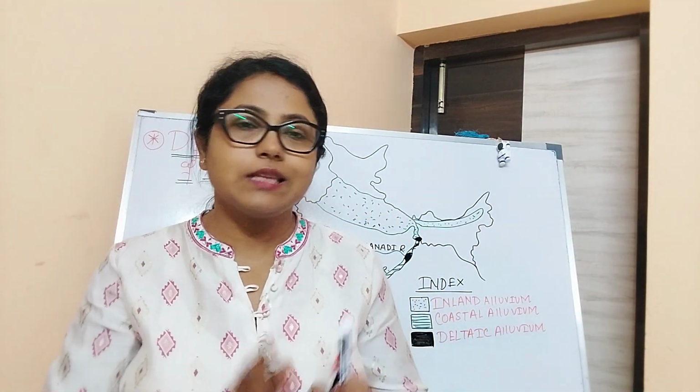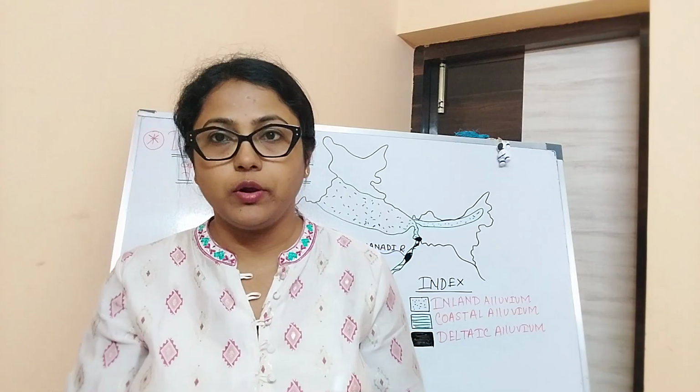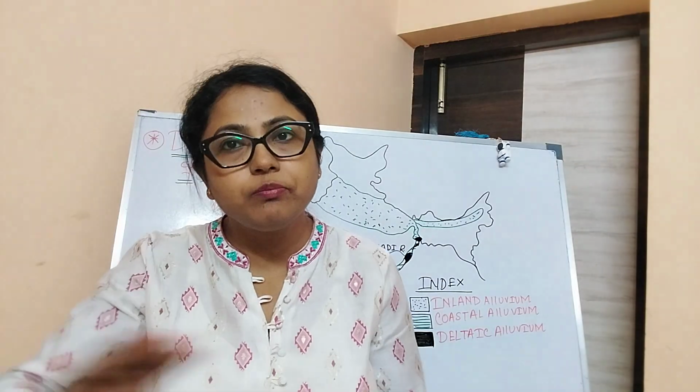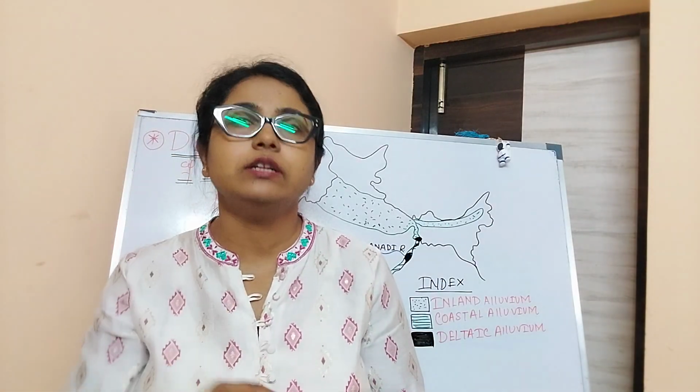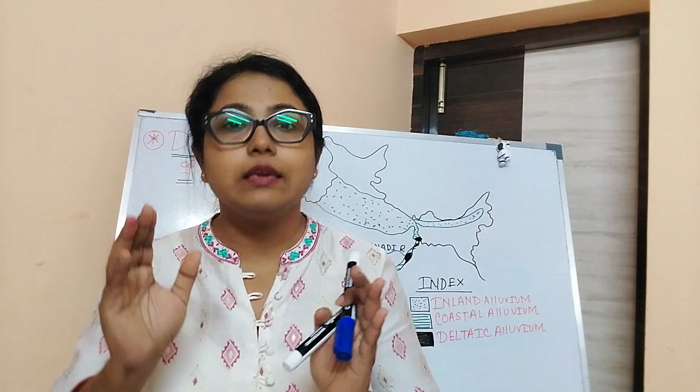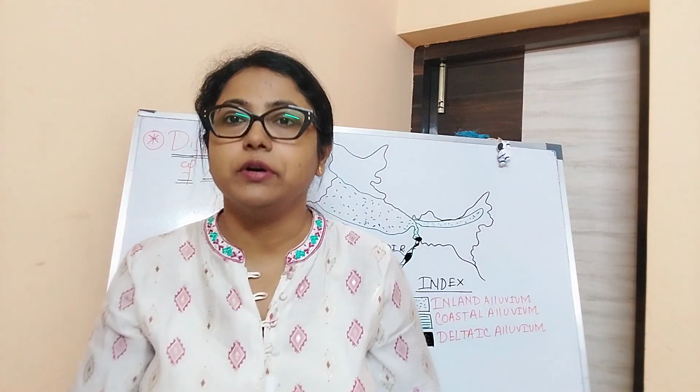Today we will study the types of alluvial soil. Now this alluvial soil is the soil which covers most of the part of India. And you know that alluvial soil is called the riverine soil. Why is it called riverine soil? Because the main agent which is responsible for the formation of this soil is the river.